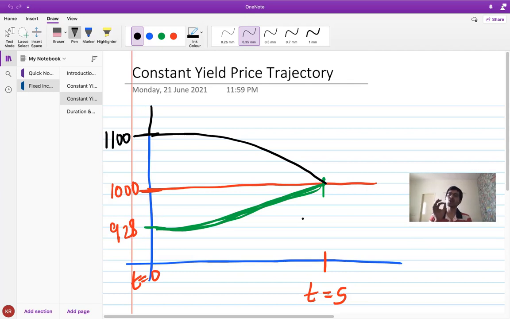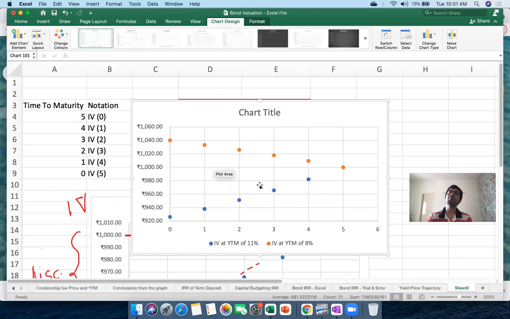One scenario was where I took a YTM of 11% and worked it out for a discount bond. In a completely different scenario, I took a YTM of 8% and worked out how the intrinsic value changes. So this is the price trajectory assuming constant yield for a discount bond and for a premium bond. A discount bond is a bond where the price right now is less than 1000. A premium bond is a bond where the price right now is more than 1000. Both bonds ultimately converge towards par value; a discount bond has an upward sloping curve, and a premium bond has a downward sloping curve.